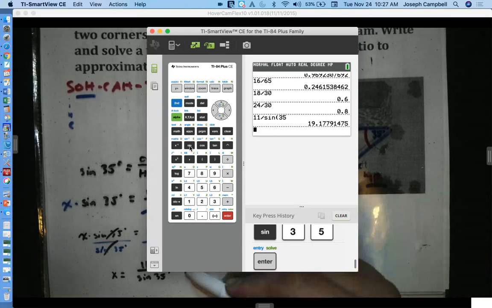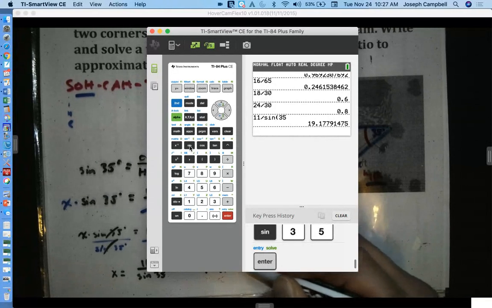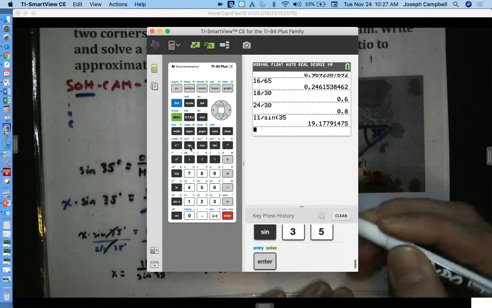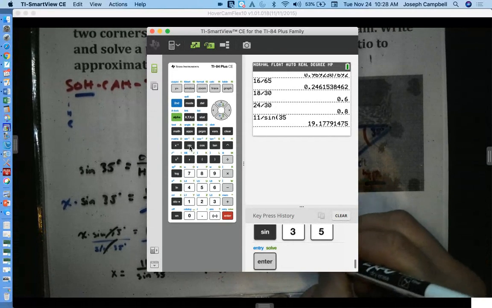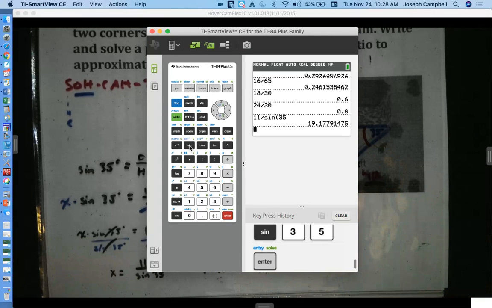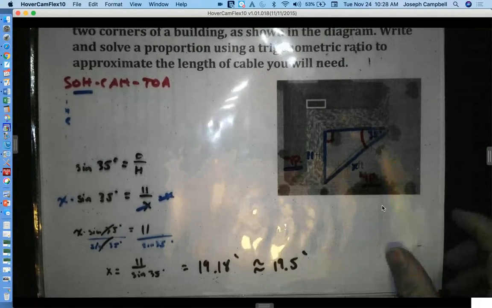19.18. So I'd probably just go ahead and say, this is in feet. So I'd go ahead and say approximately 19 and a half feet. I might even go out there and buy 20 feet of cable. You've got to make knots and stuff. Okay, let's keep going.